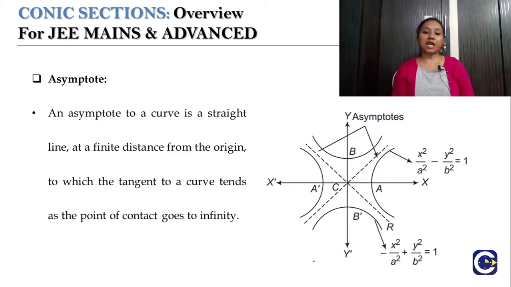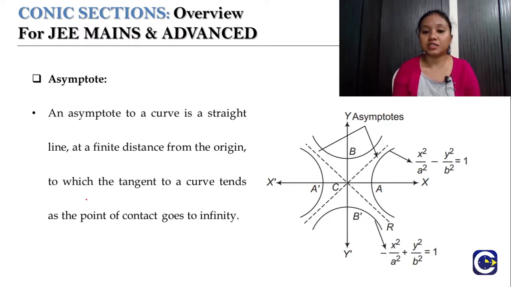Apart from the diameter and conjugate diameter, there is one more important concept, which is only in our hyperbola, which is the asymptote. In the beginning of the session, if you guys remember, we have talked about the rectangular hyperbola. That is somewhat related to this. So let's have a look at asymptotes. An asymptote to a curve is actually a straight line, a straight line at a finite distance from the origin, to which the tangent to the curve tends as the point of contact goes to infinity.